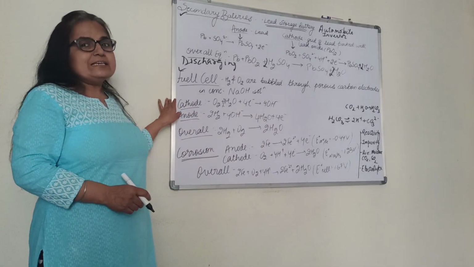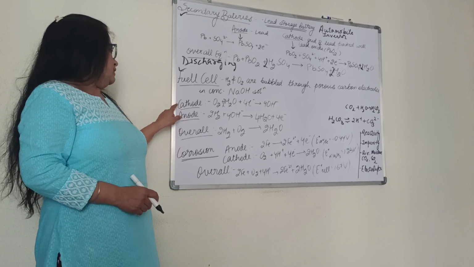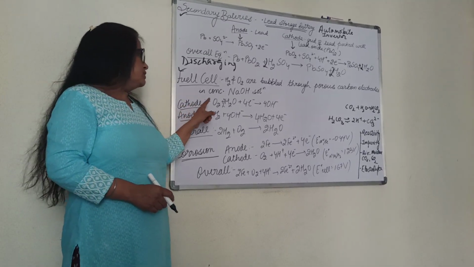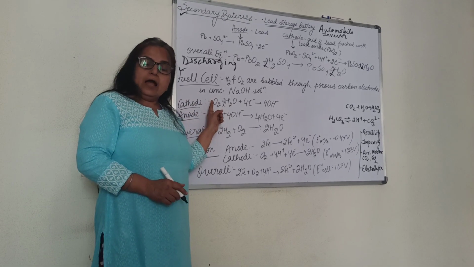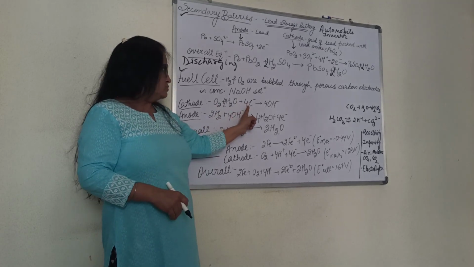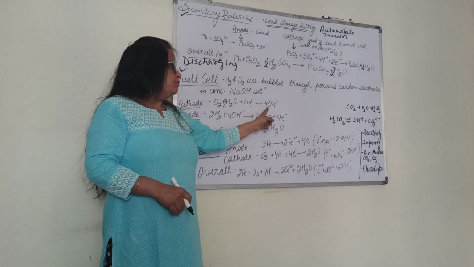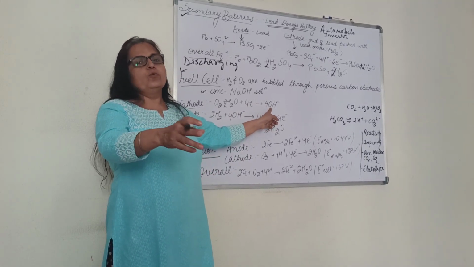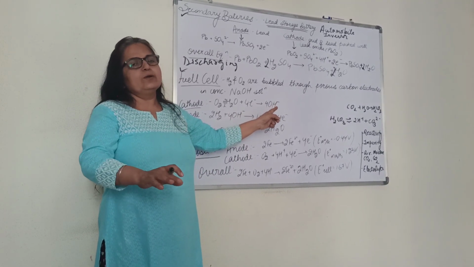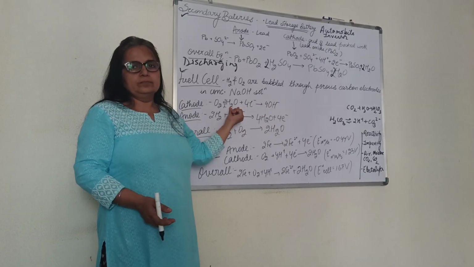Now again, it's easy to remember the equations. At the cathode, we are using oxygen. At the cathode is reduction, so gain of electron. If you write 4 negative, that side also needs negative, 4 OH minus. Now compensate O and H by adding water.